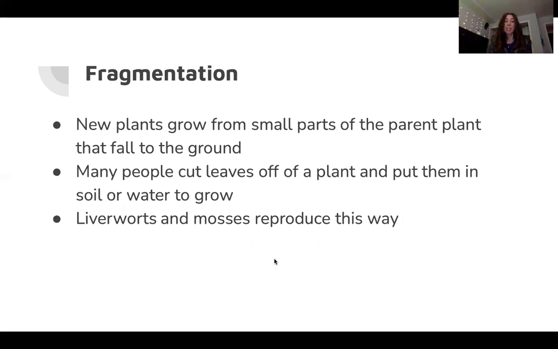There's also fragmentation. This is when new plants grow from small parts of a parent plant that broke off and fell to the ground, or a lot of people will cut leaves off of their plant and put them in water or soil to grow. Something similar to this is green onions. A lot of people will chop their green onion and then put it in water and it'll just begin to grow a new one. Liverworts and mosses also reproduce by fragmentation.